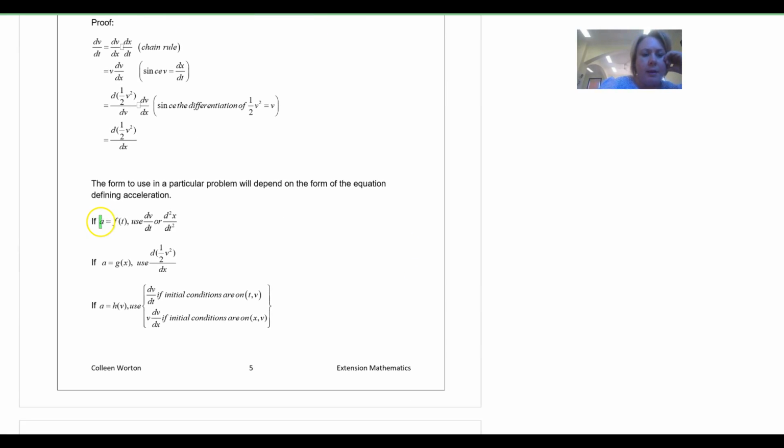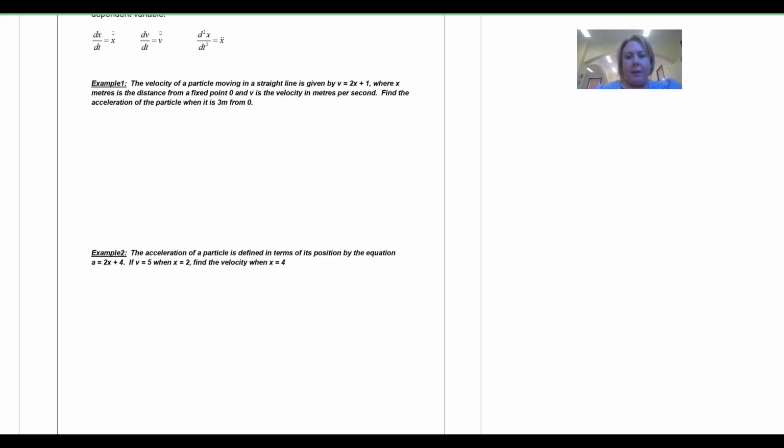If a is a function of t, then use dv/dt or d²x/dt². So it depends on what you're given. If a is a function of x, then you've got to use d of half v squared/dx. And if a is a function of velocity, then you use dv/dt or v dv/dx. I think the questions are easier than the explanation, so let's go with it.